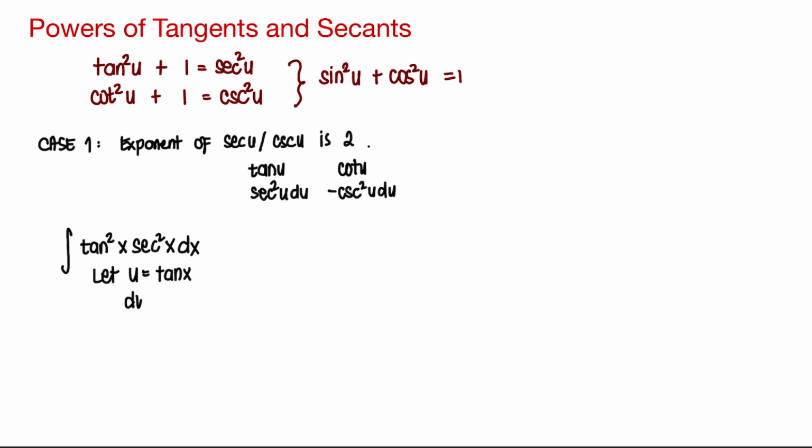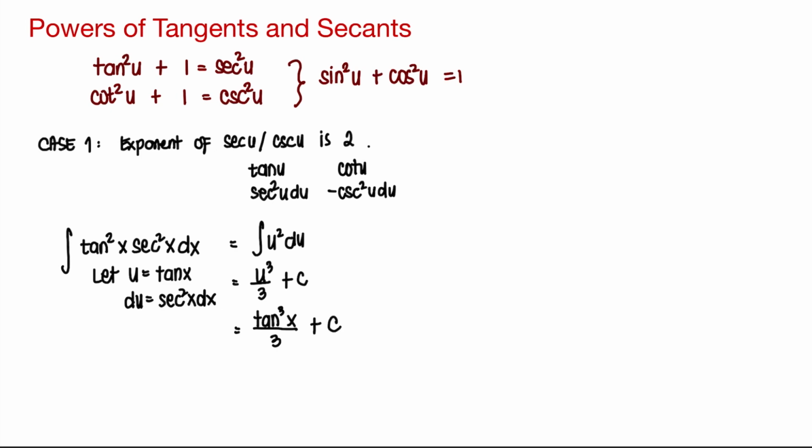So du here is secant squared x dx. Therefore, this is equal to the integral of u squared, and this part here, secant squared x dx, is already our du. So the integral is u cubed over 3. Don't forget the plus c, so that's tangent cubed of x over 3 plus c.